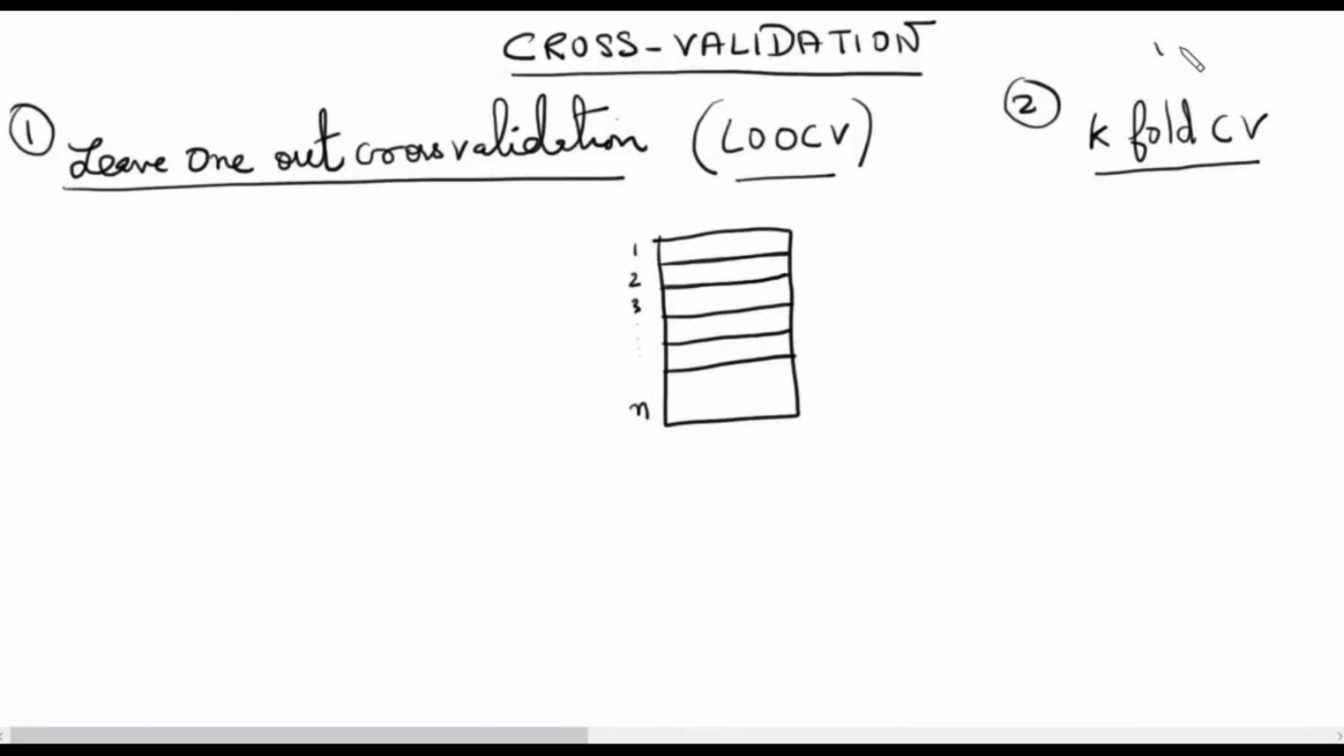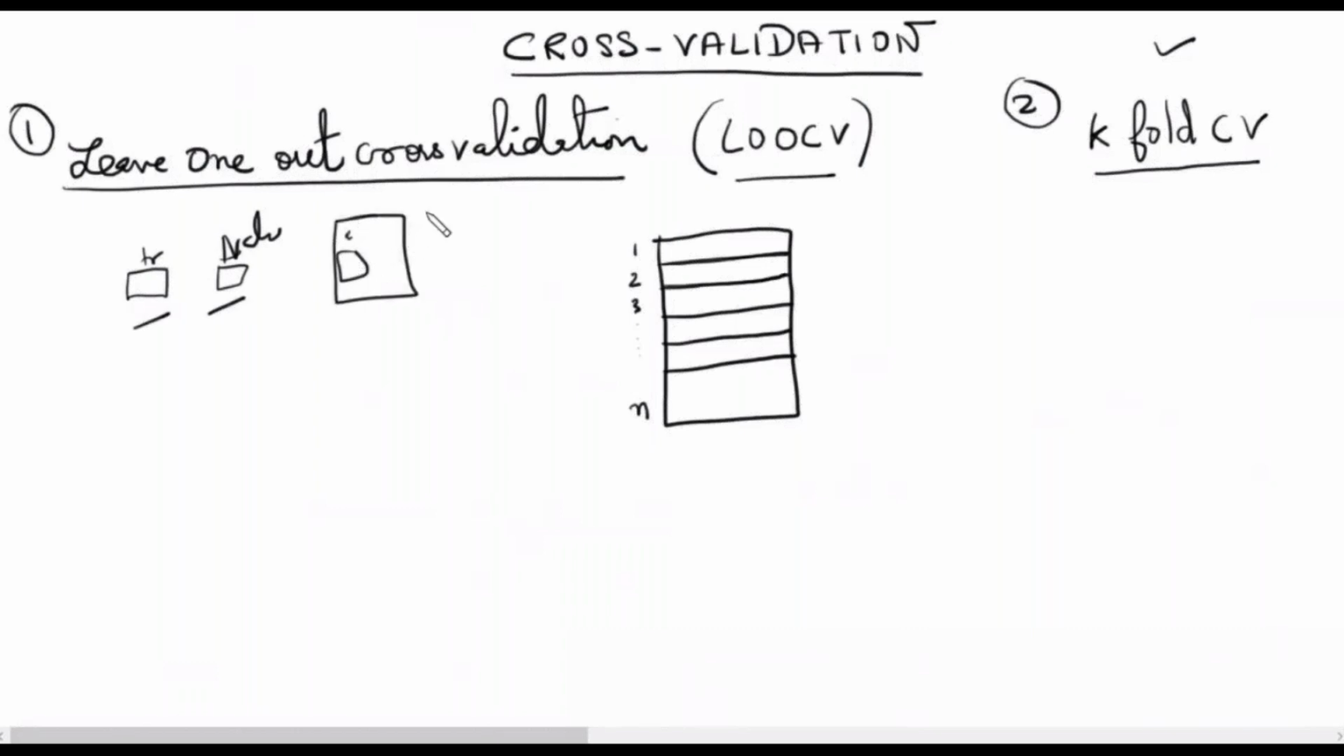We will talk about the second method in a following video. So in this video, we will only talk about leave one out cross validation. So what is leave one out cross validation? This is very similar to what we just discussed, dividing the data into training, validation, and test.